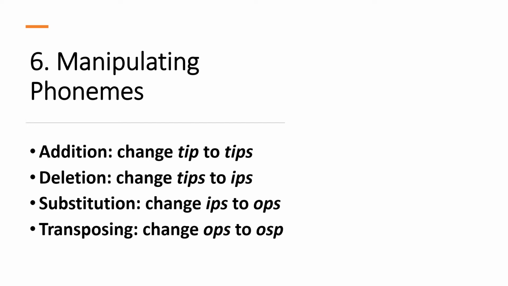The sixth type of phonemic awareness is manipulating phonemes. There are 4 types. 1, addition. For example, change tip to tips. 2, deletion. For example, change tips to ips. 3, substitution. Change ips to ops. And 4, transposing. Change ops to osp.